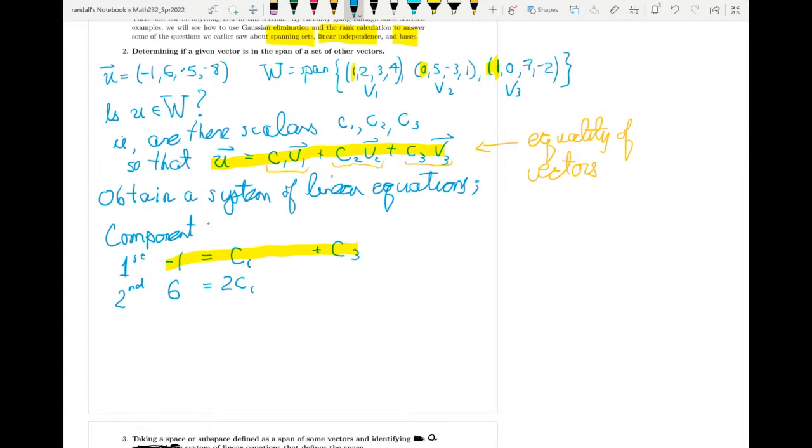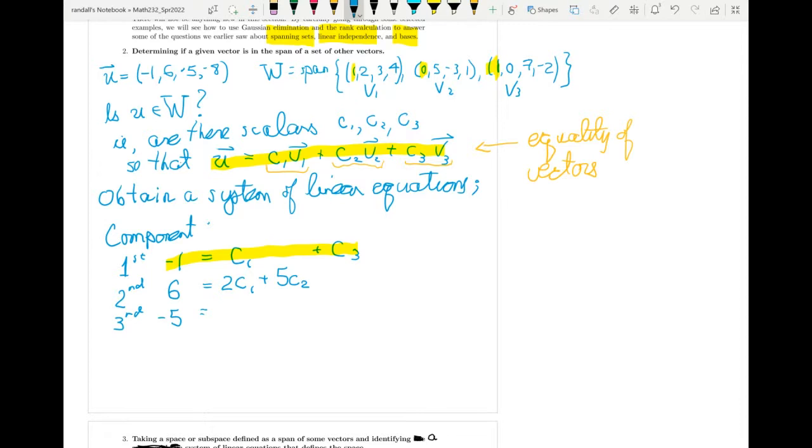All right, I'll move to V2, and I see a 5 there in the second component. So the second component of the vector C2 V2 will be 5 times C2. Okay, I move to the vector V3. I see a 0 in the second component. So that third vector, C3 V3, will not contribute to the second component. So that's the equation for the second components. I need that 2C1 plus 5C2 must equal 6. Okay, so continuing on to the third component of U, which is -5.